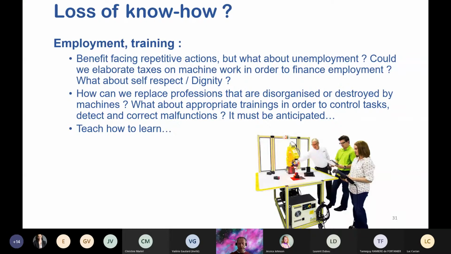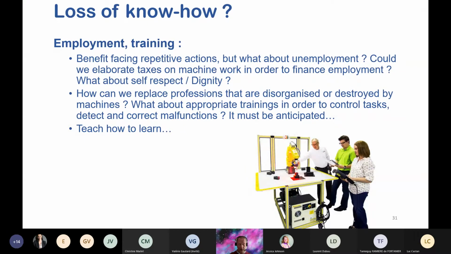Machines are made for performing repetitive actions, but should we reduce employment due to that? Could we elaborate, for instance, taxes on machine work in order to finance unemployment? What about self-respect, dignity for the unemployed? We have to think about this.